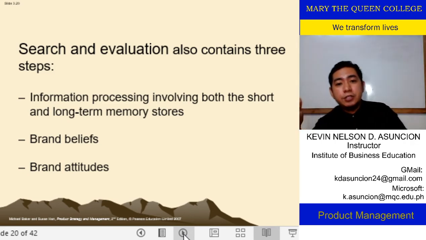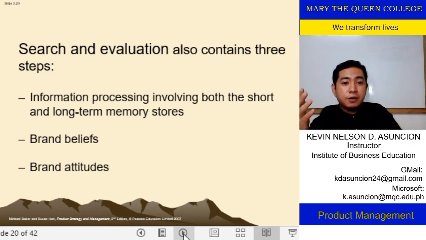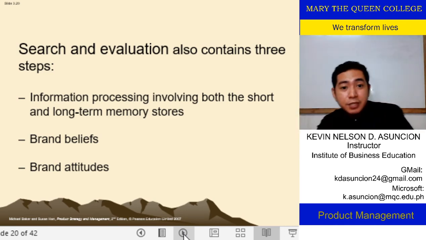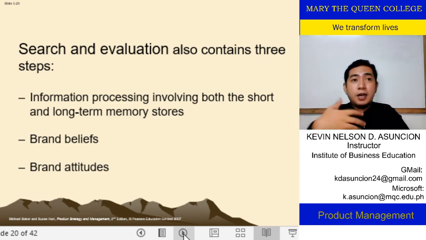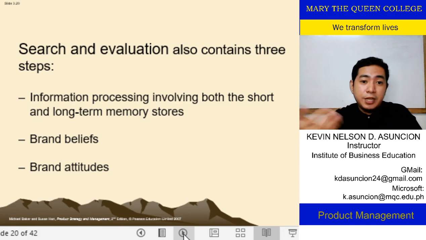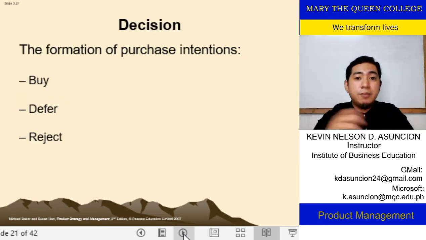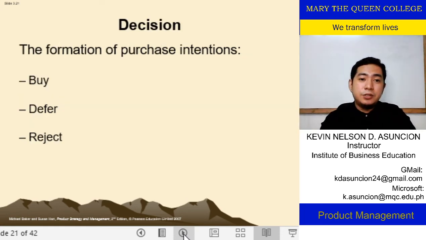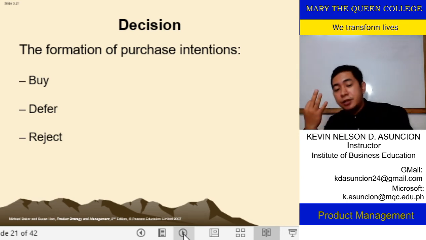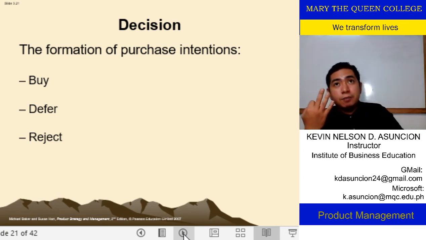So, search and evaluation also contains 3 steps. Information processing, both short and long-term memory stores, brand beliefs and brand attitude. No? Kasi it matters, no? Na pinagkakatiwalaan yan o meron ng interest yung tao dyan. No? And then, the formation of purchase intention. So, ito kasi yung decision eh. Tatlo yung klase ng decision. No? When people purchase products.